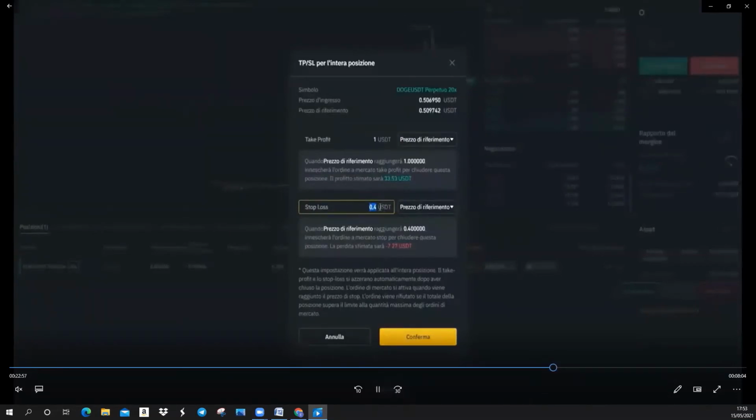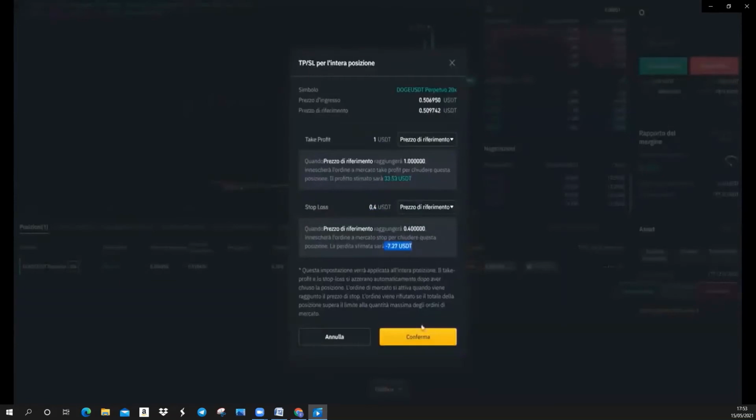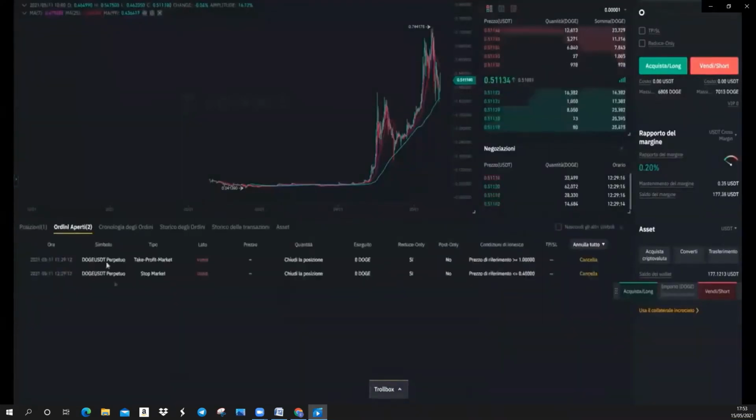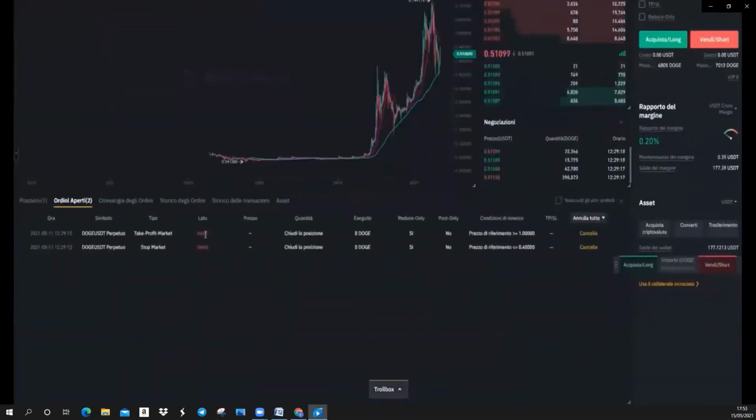Now, for example, right here we are setting the take profit at $1. Keep in mind that Doge right now is at 50 cents, and we're setting the stop loss at 40 cents. And as you can see right here, they give you the open orders and they count the take profit and the stop loss as open orders. As you can see, 40 cents for the stop loss and $1 for the take profit.